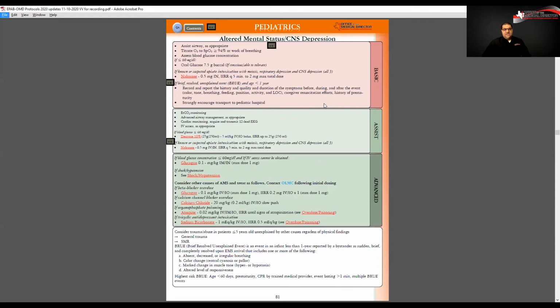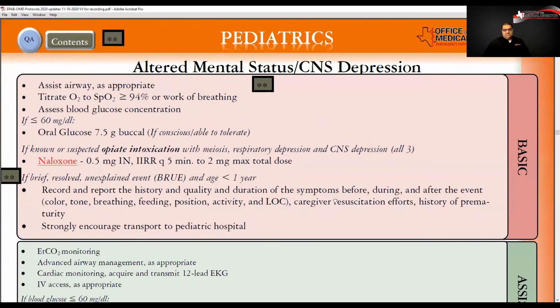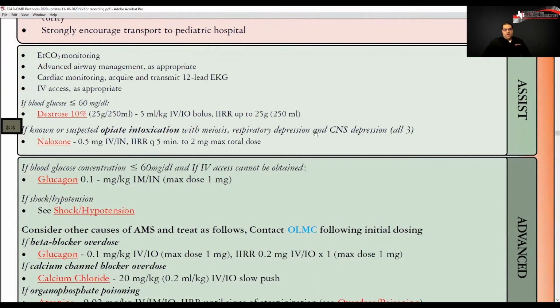And then lastly, at the assist level, again, some conversation about the requirements needed for administration of naloxone, really the definition of opiate intoxication being miosis or pinpoint pupils, respiratory depression, and CNS depression, the goal being to identify all three, not just one.